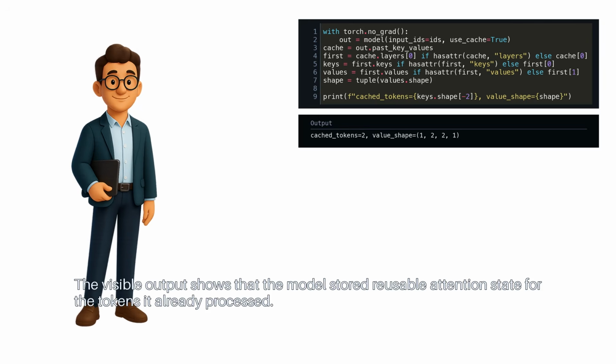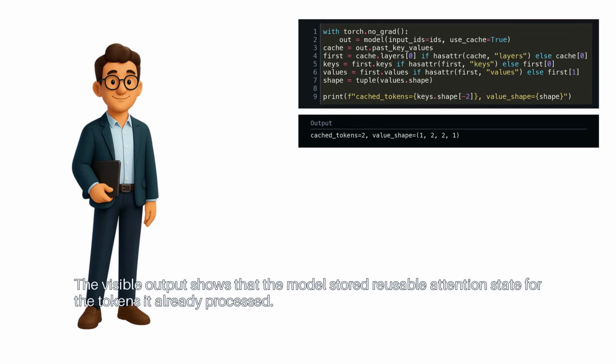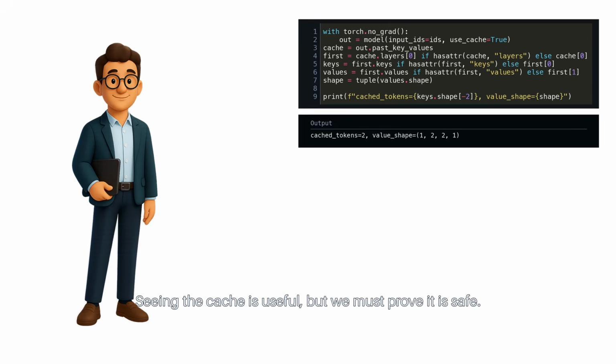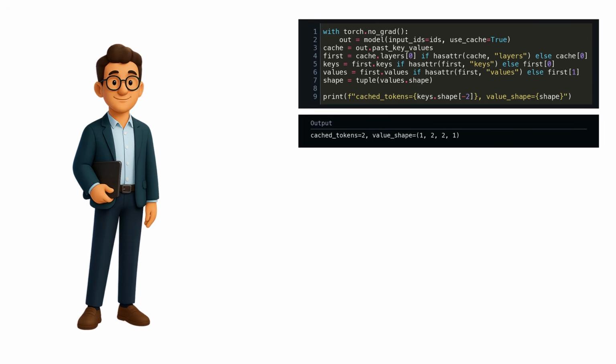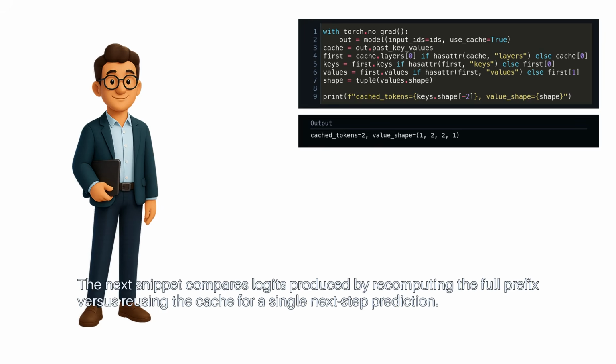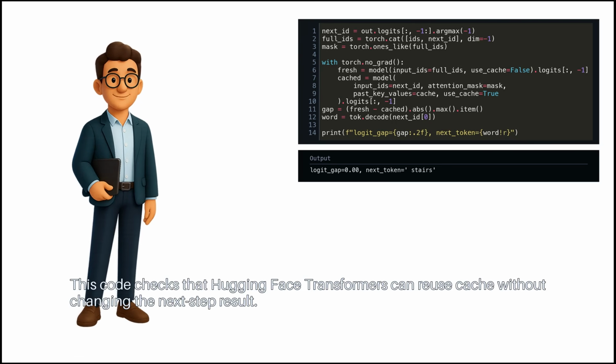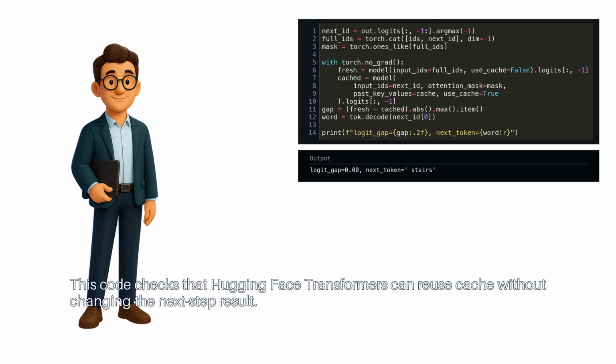The visible output shows that the model stored reusable attention state for the tokens it already processed. Seeing the cache is useful, but we must prove it is safe. The next snippet compares logits produced by recomputing the full prefix versus reusing the cache for a single next step prediction. This code checks that Hugging Face Transformers can reuse cache without changing the next step result.